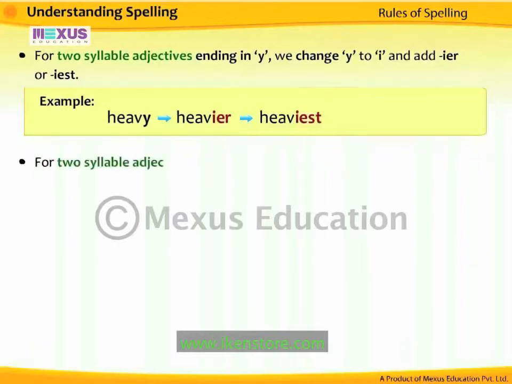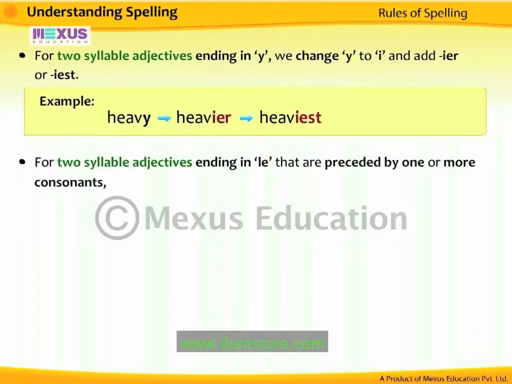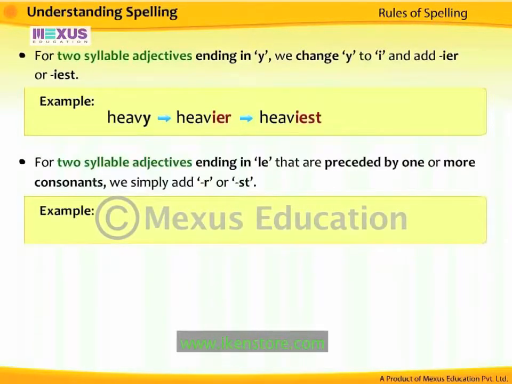For two-syllable adjectives ending in LE that are preceded by one or more consonants, we simply add R or ST. For example, noble takes the suffix R in its comparative degree nobler and the suffix ST in its superlative degree noblest.